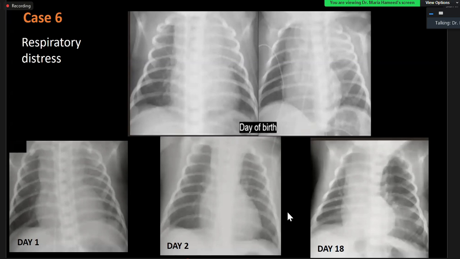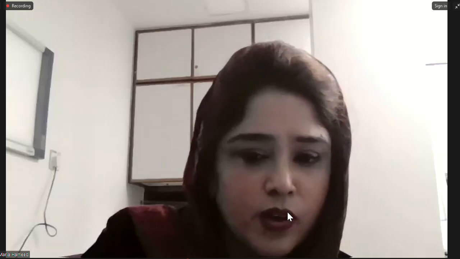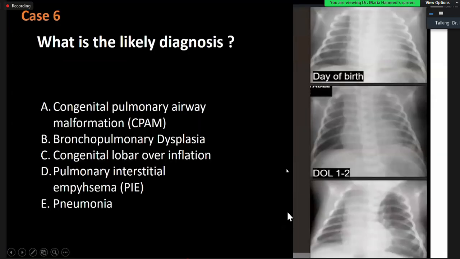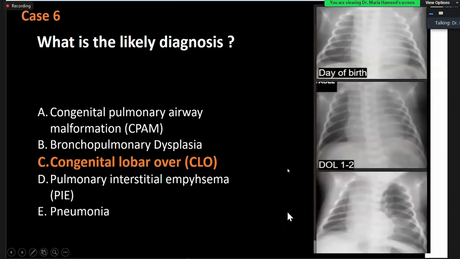So it has many variations. Initially, it was solid looking. Later on, after resorption of this fluid by the lymphatics, it becomes more lucent, hyperlucent, and sometimes it has a very huge mass effect. So it depends upon the case. Again, it has a very variable approach. Okay, so the right answer was congenital lobar emphysema.